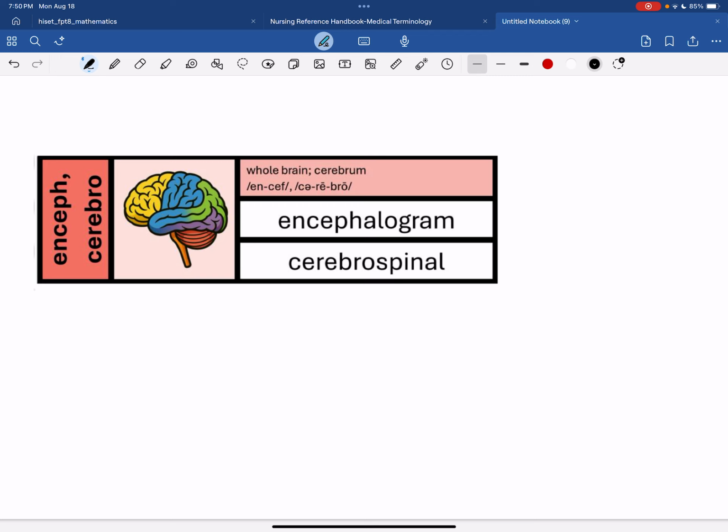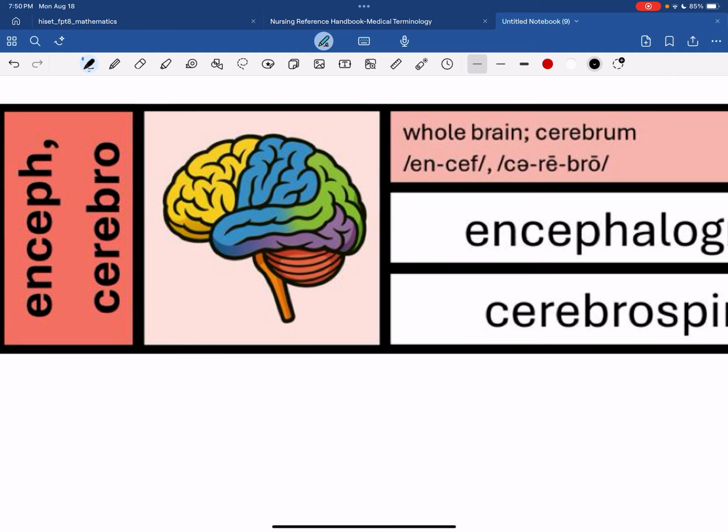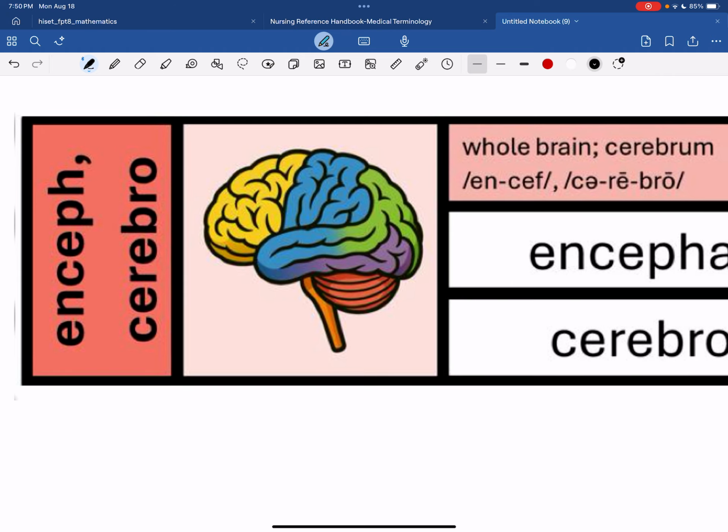This picture is showing you the human brain, and the roots are Enceph and Cerebro. And while I have the opportunity, I want to give you the names of these regions of the brain. This thing in the back, let me see if I can go a little bit lighter with my pen. This is called the brain stem. And this is where a lot of vital life functions are controlled. The brain stem.